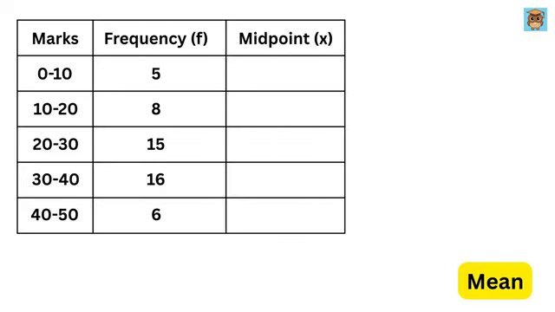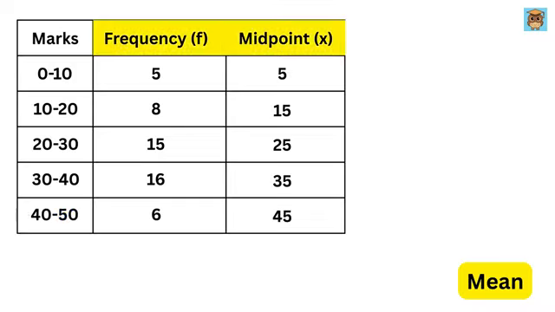To find the midpoint, we add the lower boundary and upper boundary of the class and divide by 2. For the first class, 0 to 10, midpoint is 0 plus 10 divided by 2, which gives 5. For 10 to 20, midpoint is 10 plus 20 divided by 2, which gives 15. For 20 to 30, midpoint is 20 plus 30 divided by 2, which gives 25. For 30 to 40, midpoint is 30 plus 40 divided by 2, which gives 35. For 40 to 50, midpoint is 40 plus 50 divided by 2, which gives 45.